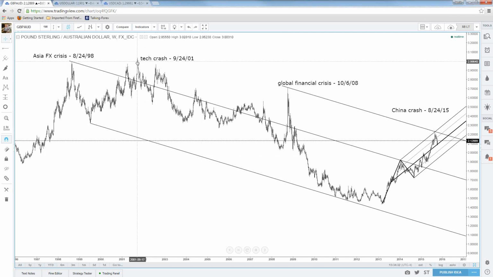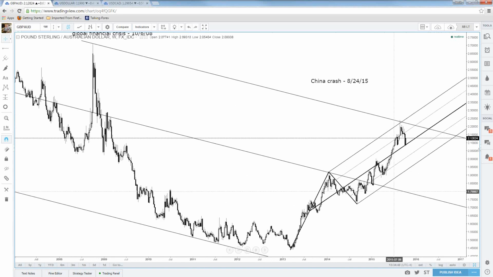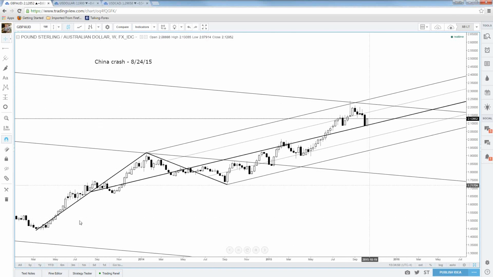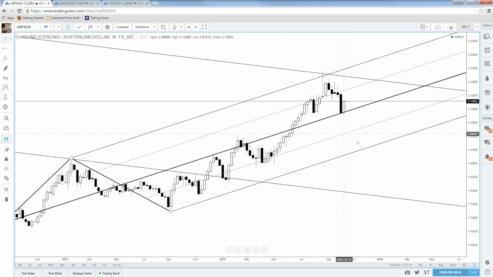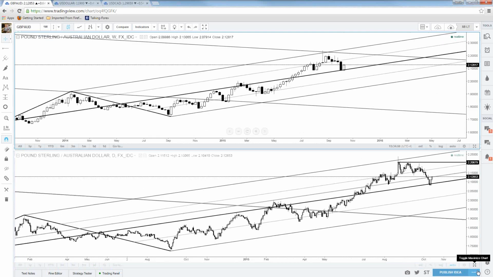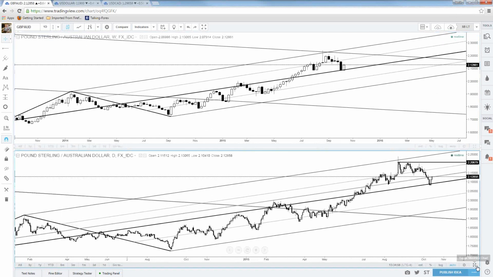Tech crash, okay, right here. Global financial crisis, this week here in October 6, 2008. China crash, the week of August 24th, 2015. They actually make a channel. So Pound Aussie, which has come into this long-term support, is getting a bounce, but I actually think that this is a bounce that you might want to sell at some point.